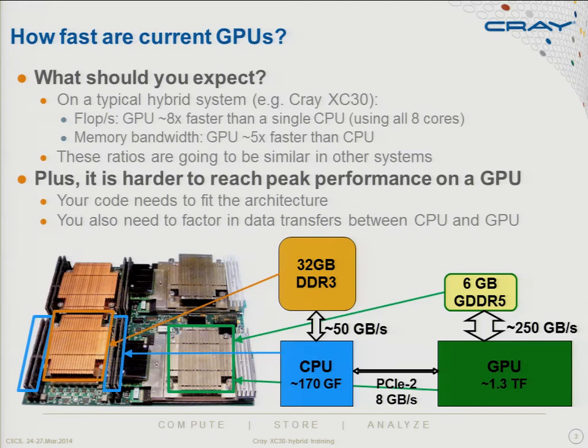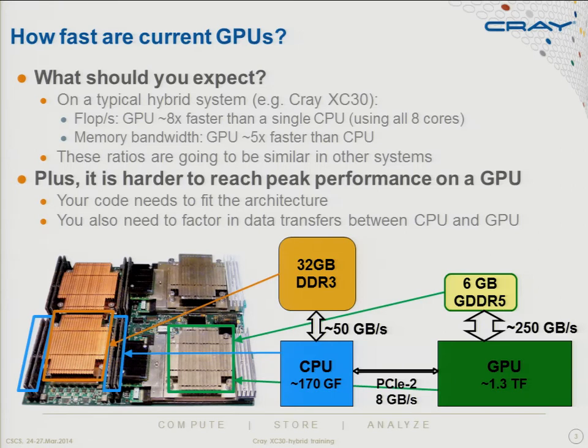How fast are GPUs? What should you expect? So this is a picture of one of the little daughter cards that's in Daint. You've got 2 CPUs. They've got memory associated with them. You've got 2 GPUs. Each one of these is a node. The CPU, we've heard already, gives you about 170 gigaflops. It's got 32 gig of memory. You've got about 50 gigabytes a second of memory bandwidth. The GPU gives you about 1.3 teraflops peak double precision. You probably won't ever reach the peak, but that's what it gives you.